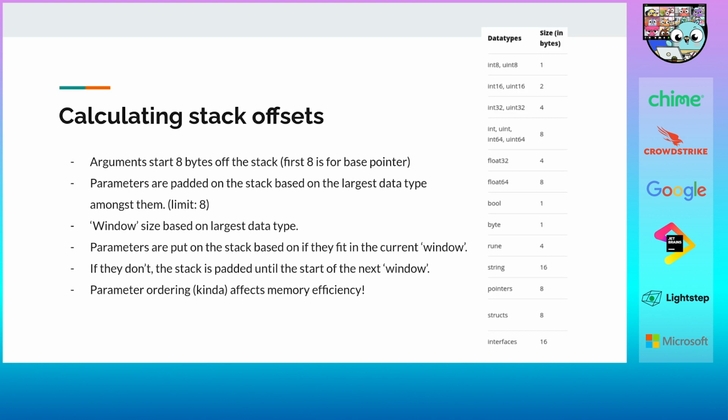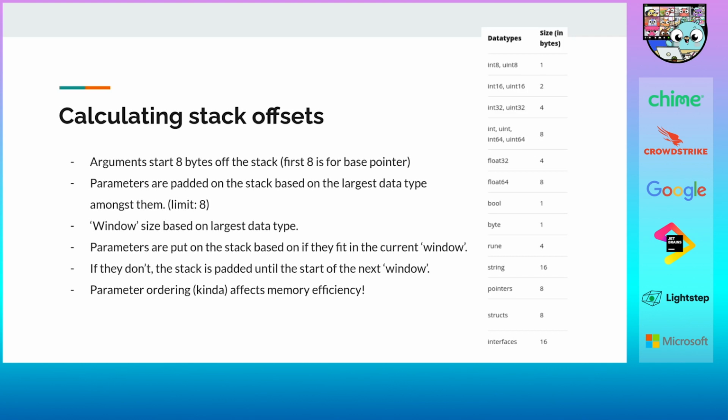So for example, if you have 3 data types and one is 1 byte, one is 2 bytes, and one is 8 bytes, that window size would be 8 bytes. So the parameters are put onto the stack in order and are put at certain locations based on whether or not they fit into the current window. And if they don't, the stack is padded until the start of the next one, and then that parameter is added. So in concept, the parameter ordering affects the memory efficiency.